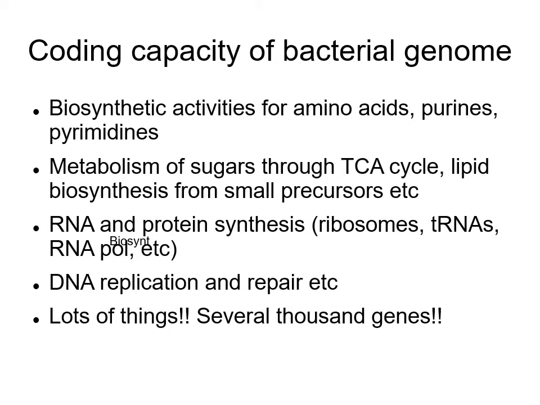Okay, so the coding capacity is actually huge. Remember that these cells are amazing. They can actually synthesize their own amino acids, synthesize their own purines and pyrimidines from simple compounds placed in the medium. Of course, they need to have energy-generating mechanisms, so they metabolize sugars through the TCA cycle. They synthesize lipids. They have to synthesize RNA and protein, do DNA replication and repair, etc. So when you consider everything they have to do, a few thousand genes almost seems too few rather than too many.